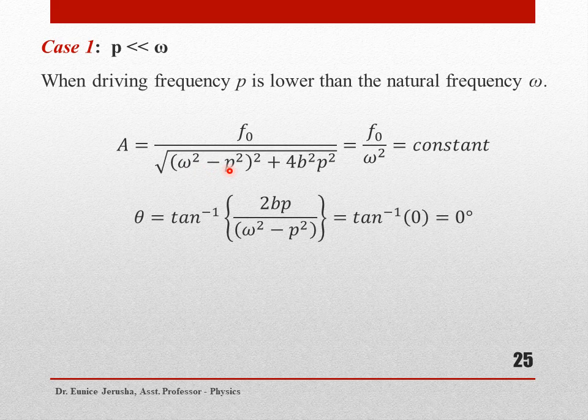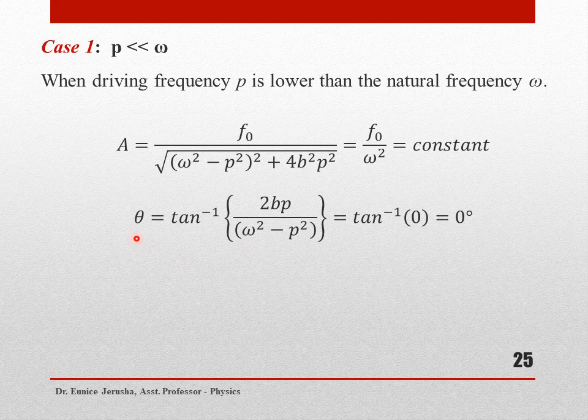Therefore, we neglect this P square and we are left with omega square the whole square, and the square root of this gives us omega square. The second term here also will be neglected because it contains a P square term which is very small. Therefore, A is going to be a constant given by F naught by omega square.